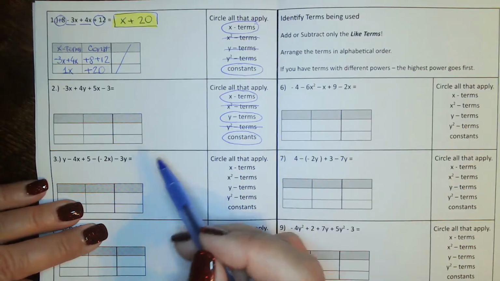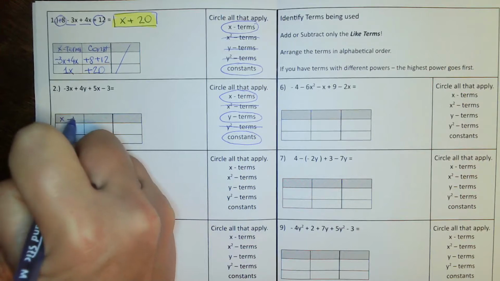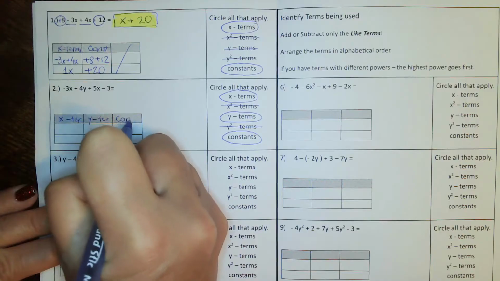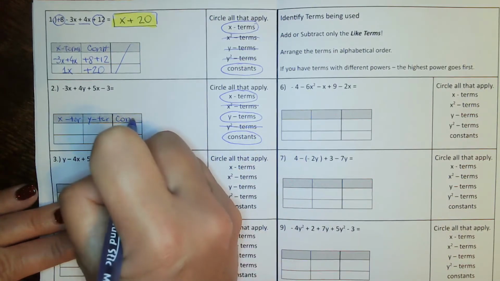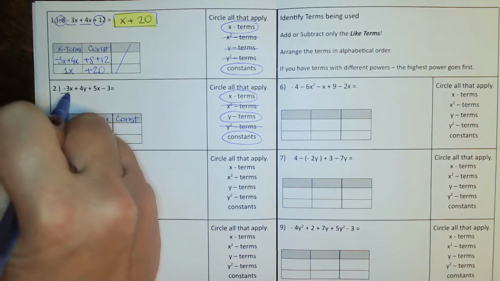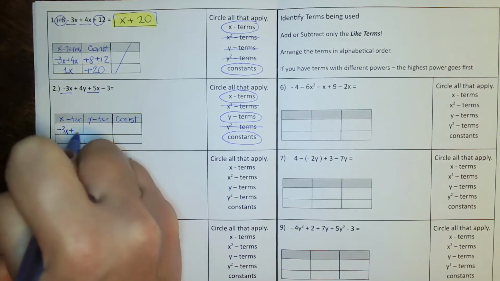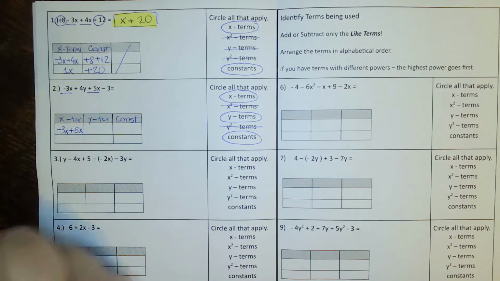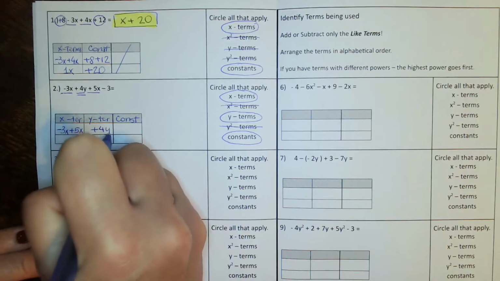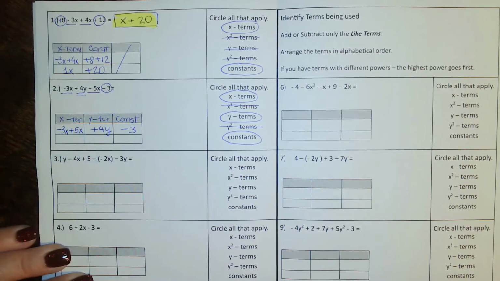So there we go. We have x, y, and constants. In alphabetical order, that will be x term, y term, and constants only at the end, always at the end. My x terms are negative 3x and positive 5x. My y term is the only one here, plus 4y, so it has nothing to be combined with. And the negative 3 is the only constant.